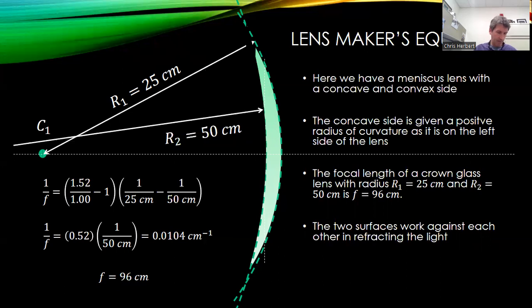And the net result is I still have a positive focal length, albeit very long, 96 centimeters compared to the other distances, but still we have a net positive focal length. And just so you know, I did go back to using crown glass for this example right here.